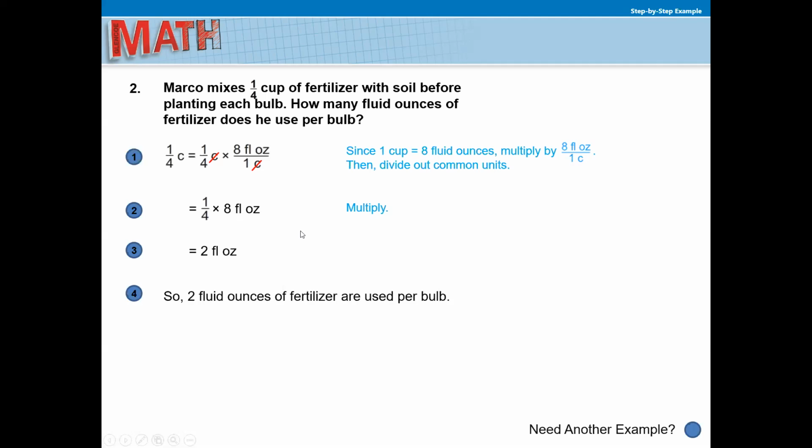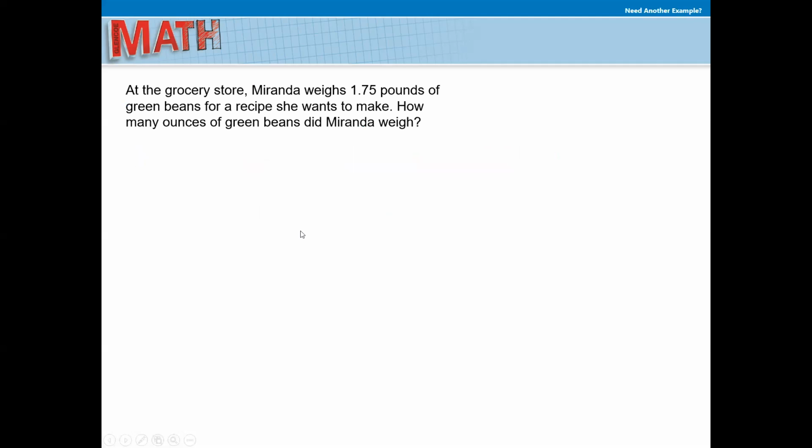Here's another example. At the grocery store, Miranda weighs 1 7/75 pounds of green beans for a recipe she wants to make. How many ounces of green beans did Miranda weigh? So you're going to take it from pounds to ounces. You're going from something larger to smaller. You're going to multiply. Show all of your work in your math notebook. Pause the video while you do your work. Press play when you're ready to go on.